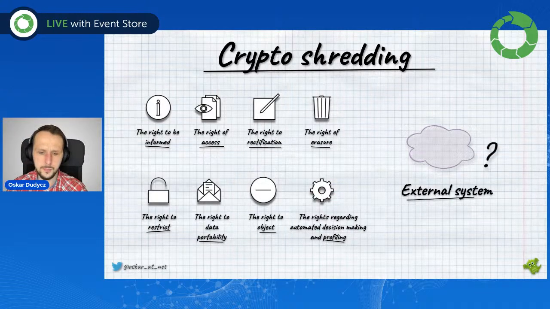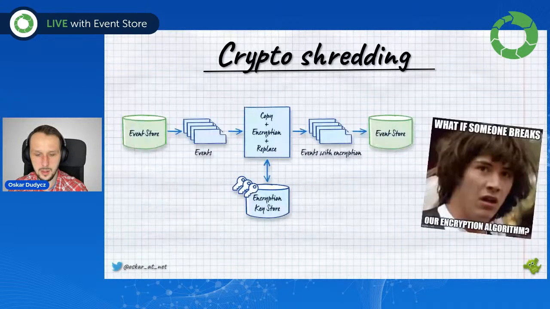So for the external system, for example, we might just not grant them access to this personal data, so to the key store. That's in general the best idea, to not give them access to such critical privacy settings.